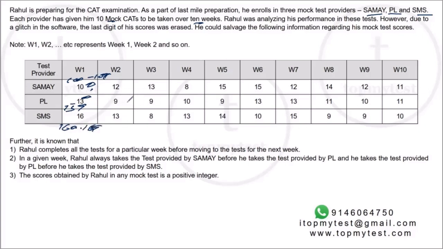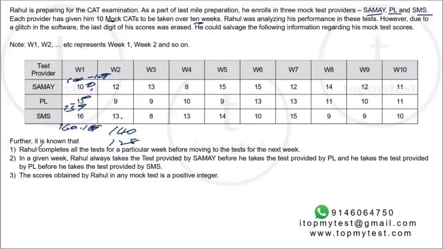So this could be from 90 to 99, 130 to 139. But this score cannot be 140, right? Or 128. Cannot be any of those scores. It has to be from 130 to 139. So this is what is given to us across the different weeks.